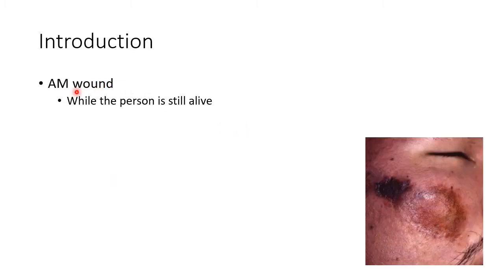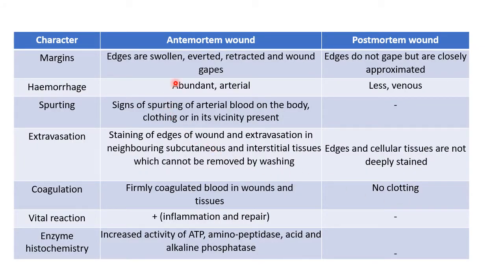An antemortem wound is a wound that has occurred while the person is still alive. A postmortem wound is the opposite of an antemortem wound, that is, a postmortem wound is a wound that occurs after a person has died. This picture shows a postmortem wound. Now let us see the differences between antemortem wound and postmortem wound.